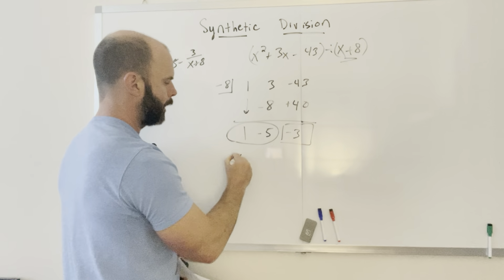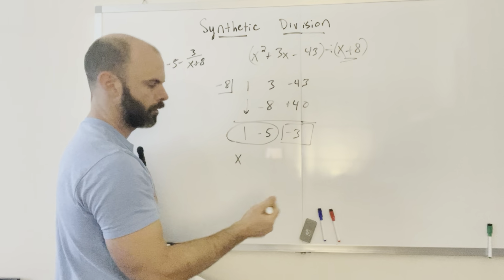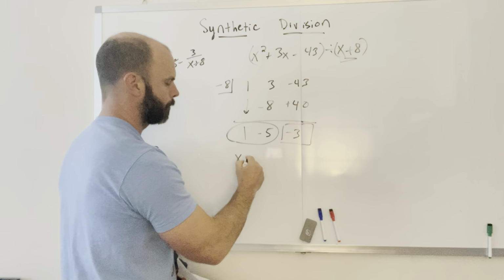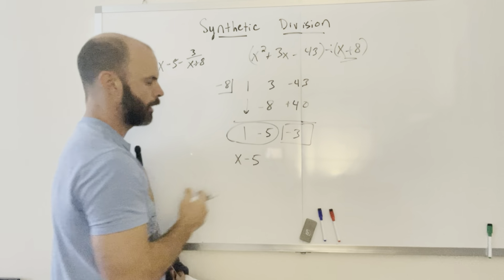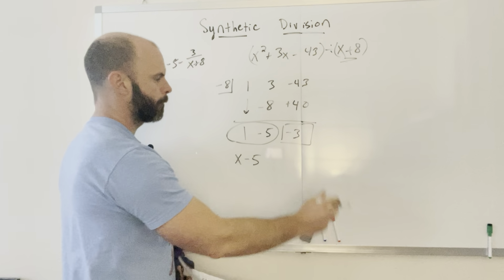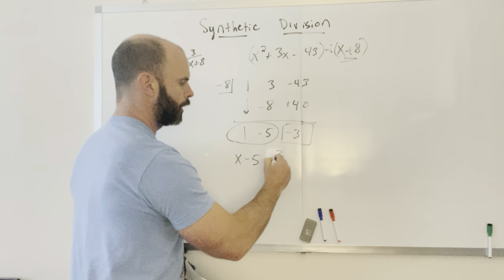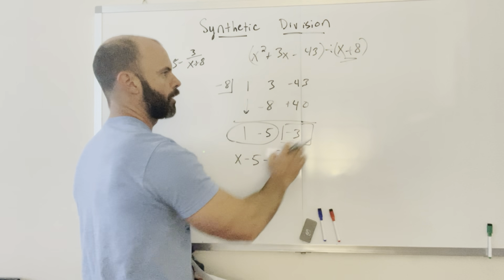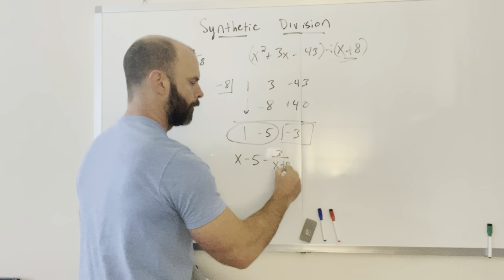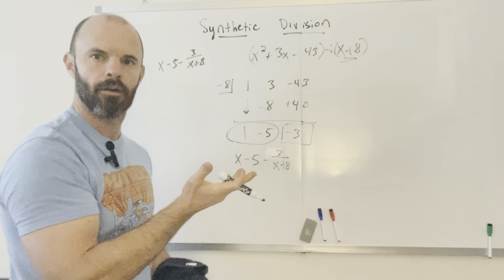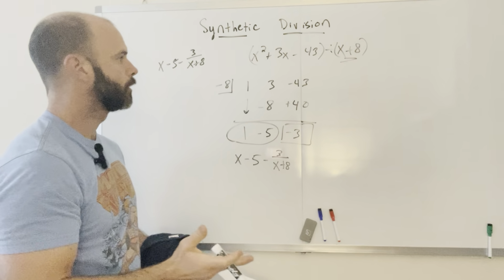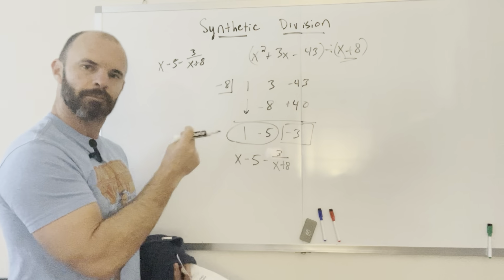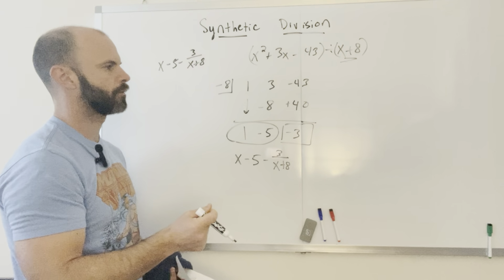So 2 terms. So the remaining terms are 1x, I just write the x, minus 5, okay, so it's just a constant. There's no x there. And then minus 3 over the normal denominator, or the regular denominator, which is x plus 8, okay? Meaning you don't do anything with the minus 8 part, all right? And that's it. So that's a lot faster, especially once you learn the tricks, okay?